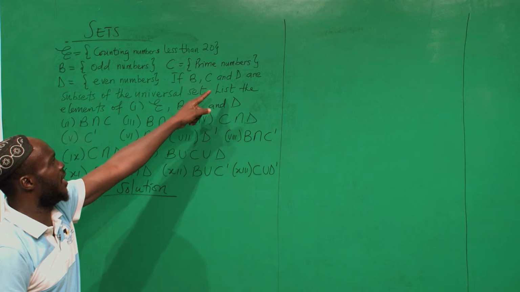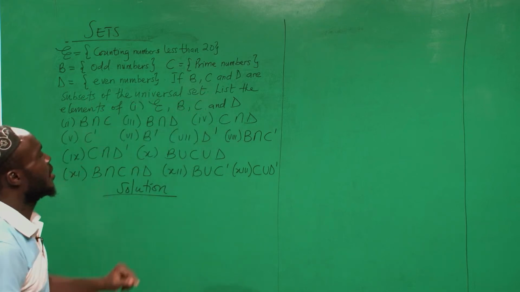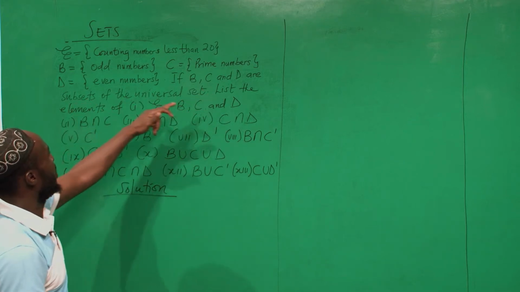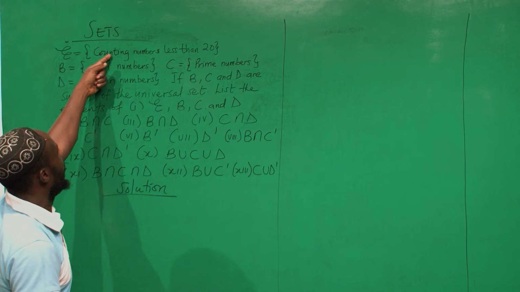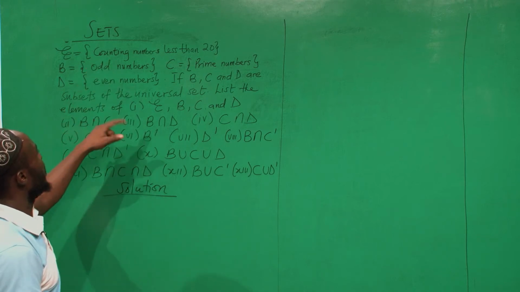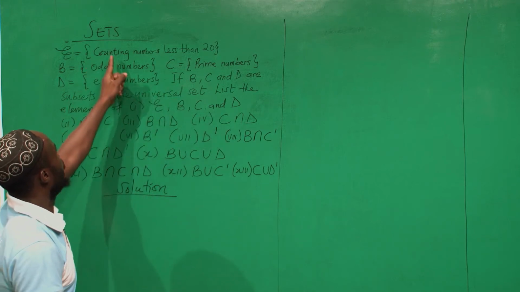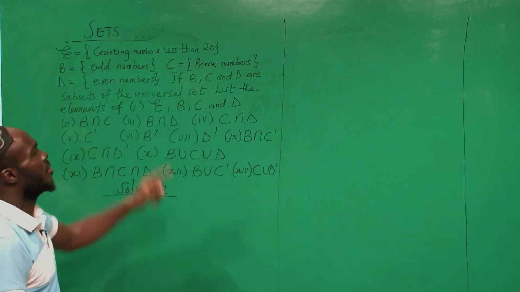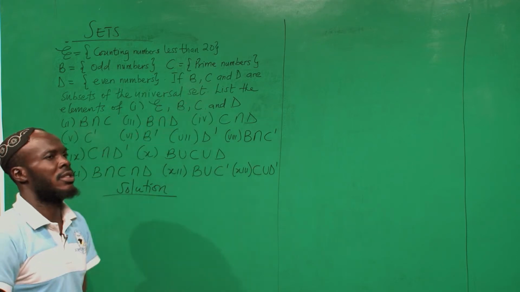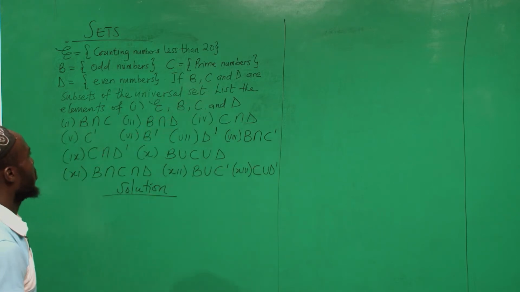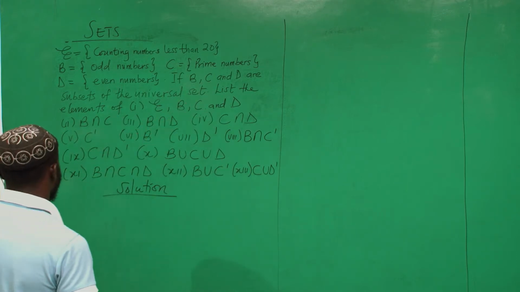If B and C and D are subsets, subset means B and C belong to the universal set. So whatever you list in B and C and D should be found in the universal set. So it shouldn't cross that of the universal set. Okay, now let's start listing them.